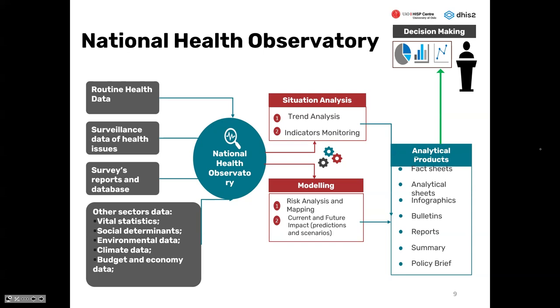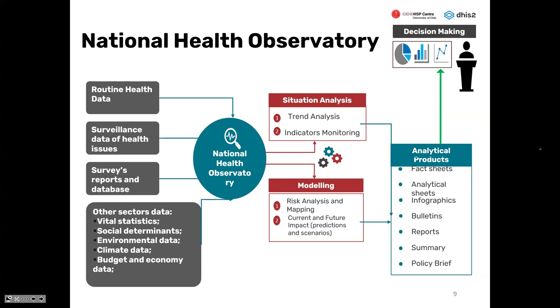We use routine data, surveillance data, and data on health issues. We also use survey reports and databases and data from other sectors, definitely climate data, environmental data, data on the social determinants of health, vital statistics, and also budget and economy data. So as I said, this data runs into our platform of the observatory, and we actually perform two main activities.